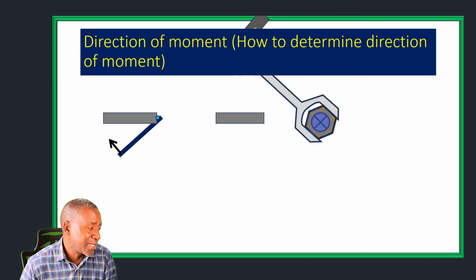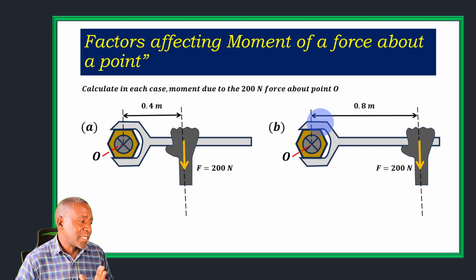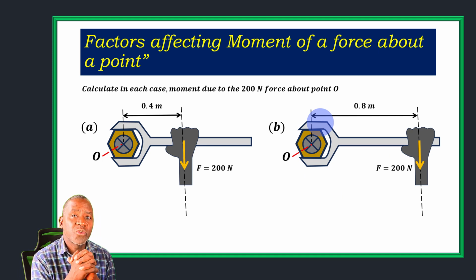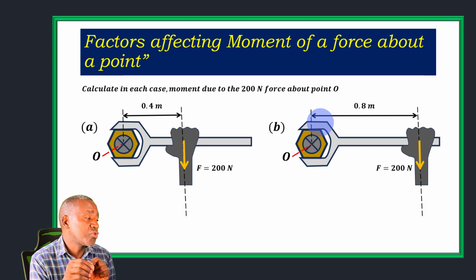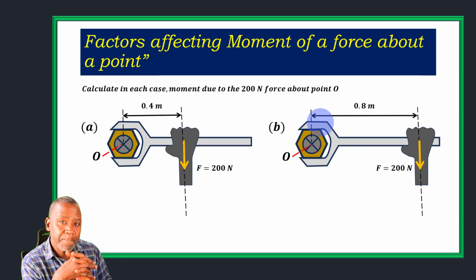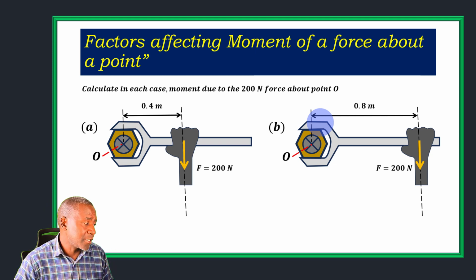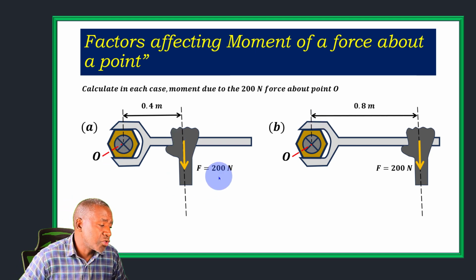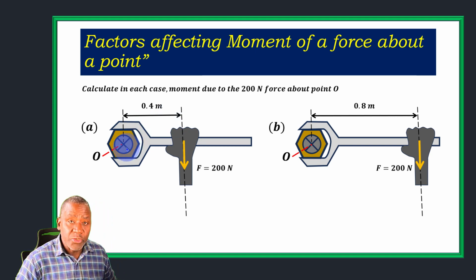Okay, now having understood that, let's look at factors affecting moment of a force about a point. And I'm going to use the spanner and the nut situation to describe these factors. We've got a force of 200 newtons turning that nut, tightening that nut about point O. So we want to calculate the moment due to the 200 Newton force about point O. And let's do exactly that.